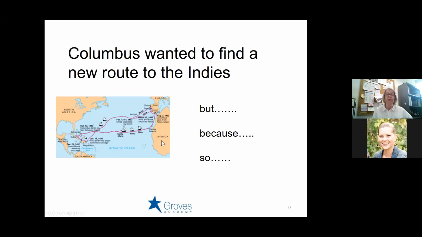Again, some examples. Columbus wanted to find a new route to the Indies, because he wanted a shorter route for trading with Asia, but he ran into the Americas. So he got three ships to go and discover and to find this course to the Indies.